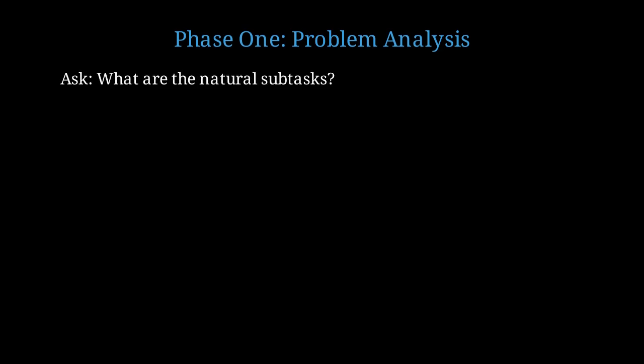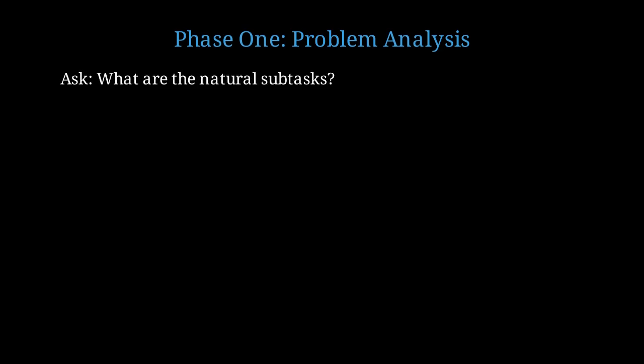Now let's develop our systematic decomposition framework. This consists of 5 phases: problem analysis, decomposition strategy, solution generation, verification protocol, and integration testing. Phase 1 is problem analysis. We must understand the problem structure, identify dependencies, and determine decomposition boundaries. Ask yourself, what are the natural subtasks?